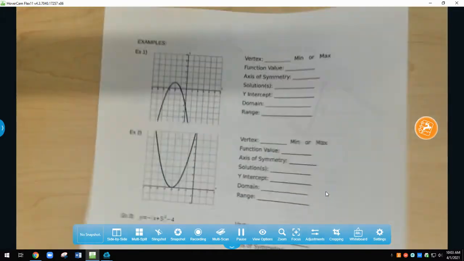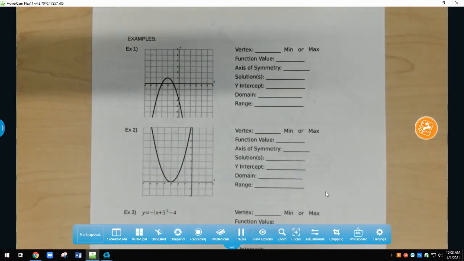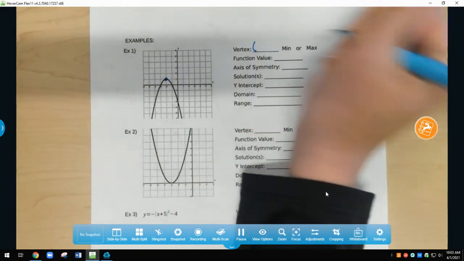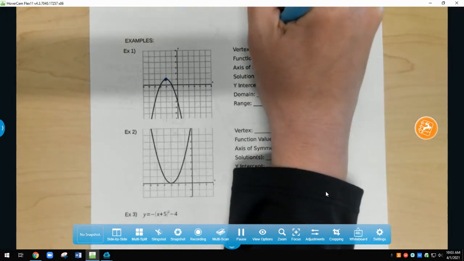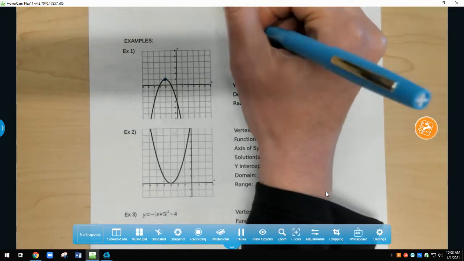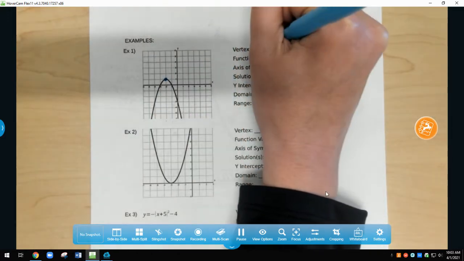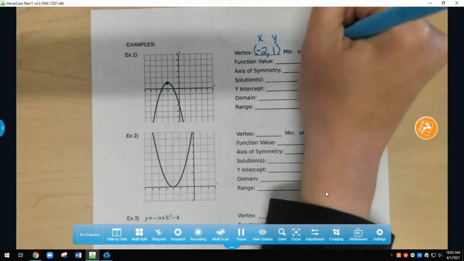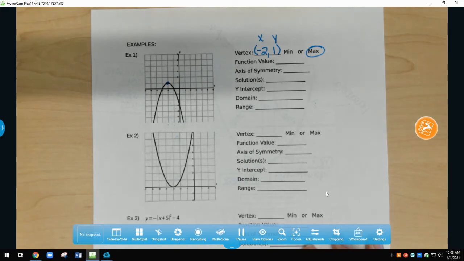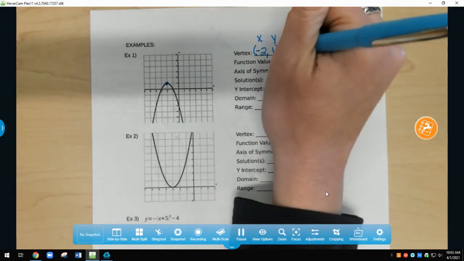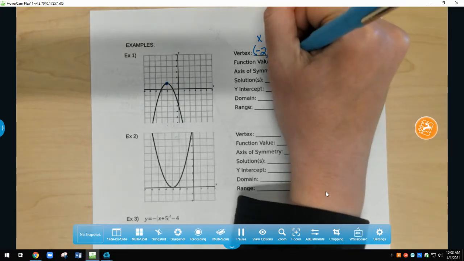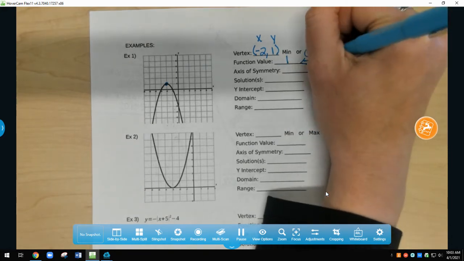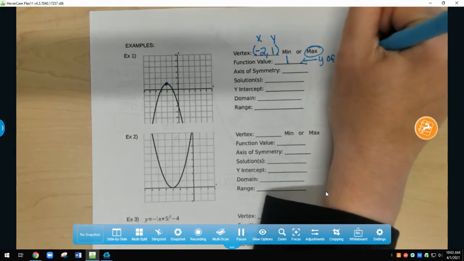So we're going to do some examples. So example 1, the vertex. Go ahead and put a point at the vertex. Okay, we're going to write that value, that xy value. Remember, it's x, then y. So we have -2, +1. Okay. Since it's the top point, it's a maximum. Okay, the function value is going to be the y value of your vertex. So here it's just going to be 1.